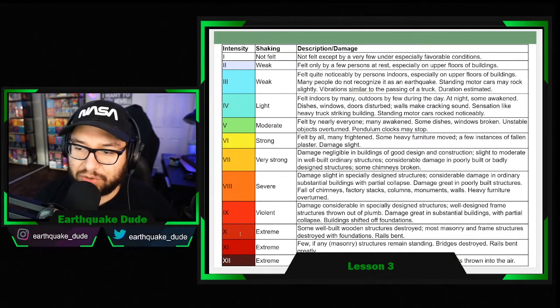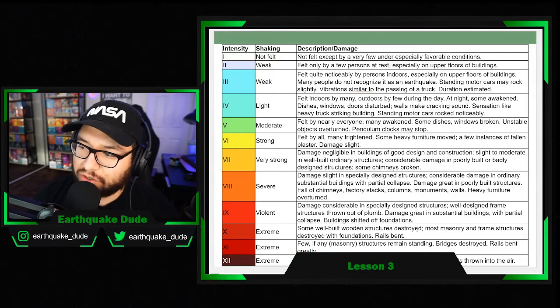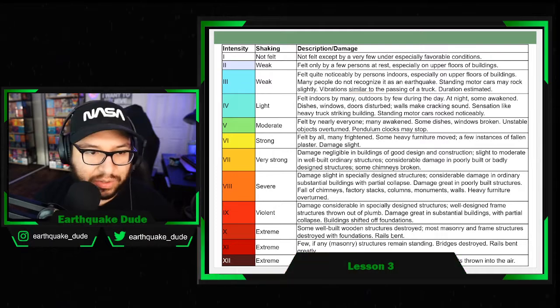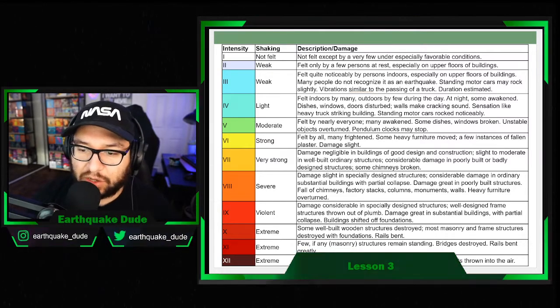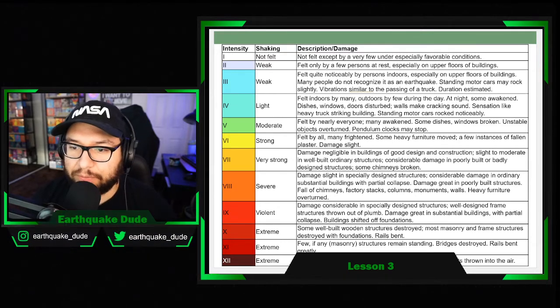Now, for example, an extreme 10 would be some well-built wooden structures destroyed. Most masonry and frame structures are destroyed with their foundations, and rails are bent. So that's a very, very intense, big earthquake. Okay, let me show you some examples here.